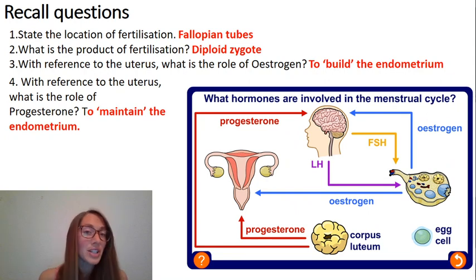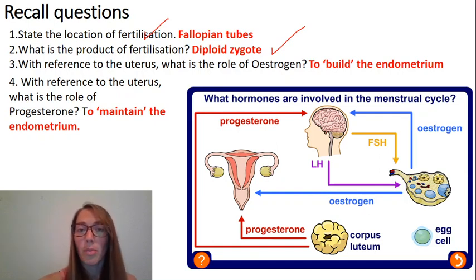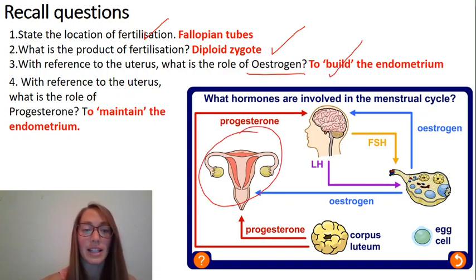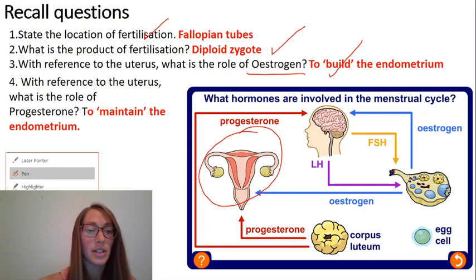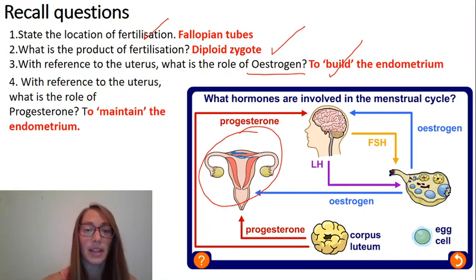So a few recall questions for you. You should hopefully have remembered that fertilisation takes place in the fallopian tubes. This produces a diploid zygote. And we've got a couple of really important hormones here. Hopefully you remember that oestrogen builds the endometrium. Now the endometrium is the vascular lining of the uterus, so this part here. So oestrogen builds that layer, and then progesterone maintains it.